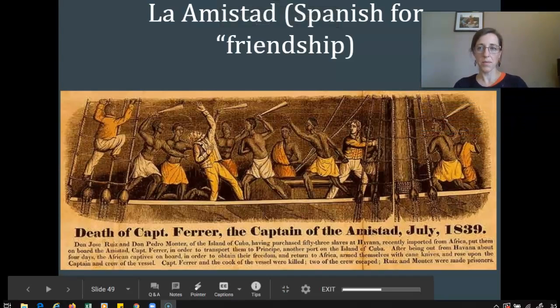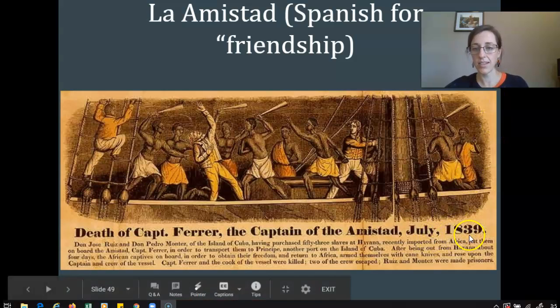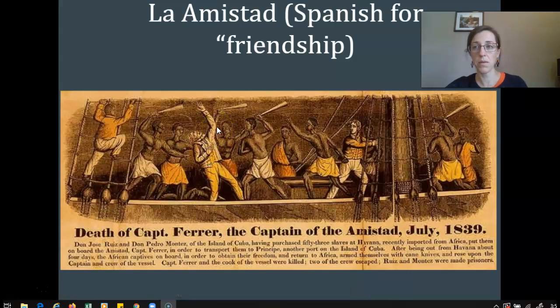The Amistad is a ship that was making a voyage from one part of Cuba to another when the African captives on board mutinied, which is the word for somebody taking over the ship. Or in this case, more appropriately, they rebelled and they took back the ship from their captors. As you can see here in this image from this newspaper clipping, July 1839, they were able to kill most of the people who were keeping them captive, and they did so using weapons they found on board.